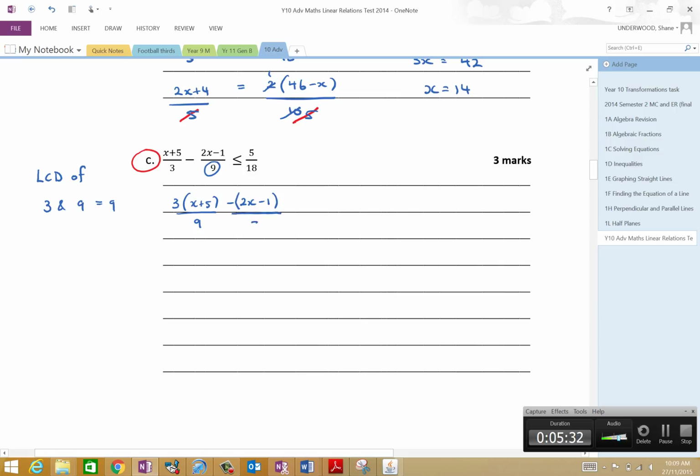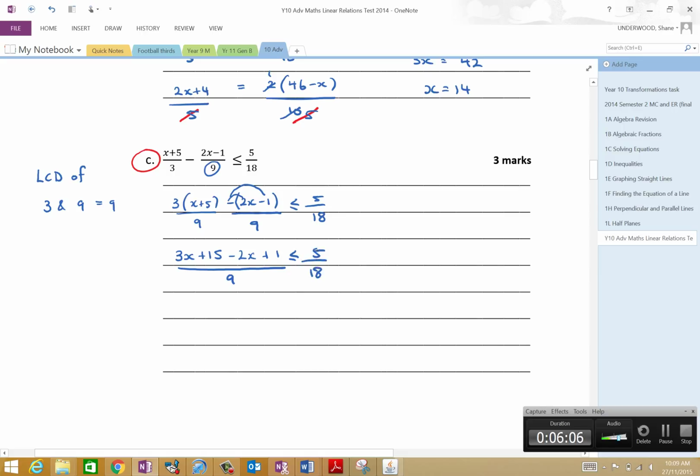Okay, so over 9 is less than or equal to 5 over 18. You can change it to an equal sign if you want, but you don't need to. Let's just pretend it's an equal sign and write an inequality. So now what we do is we expand the brackets, which is 3x plus 15. Now, minus 2x. Negative times a negative, though, is positive 1, which I think quite a few of you might have made that mistake. I'm not saying you did, but I think quite a few of you might have.